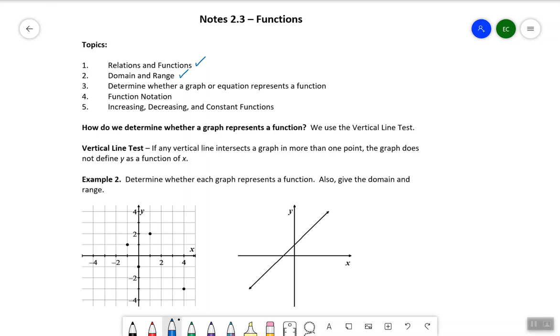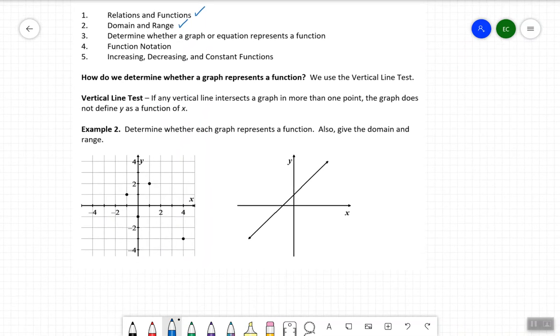Okay, so how do we determine whether a graph represents a function? We use the vertical line test. The vertical line test says if any vertical line intersects a graph in more than one point, then the graph does not represent a function. So let's go ahead and look at some examples here.